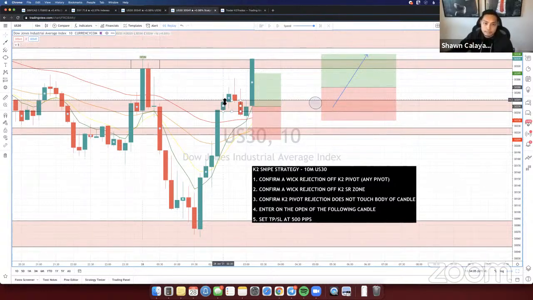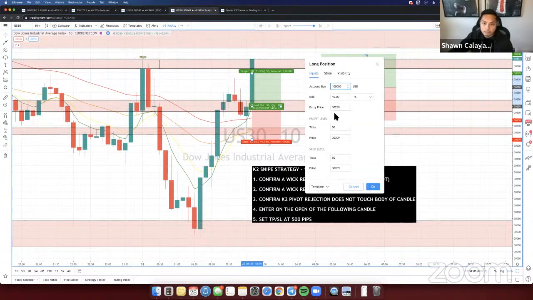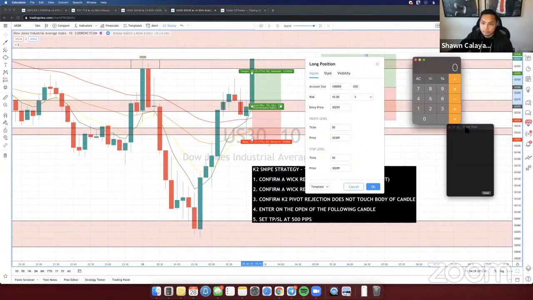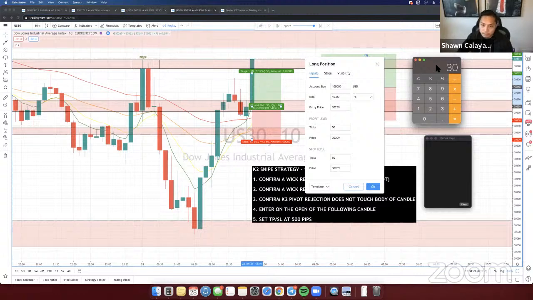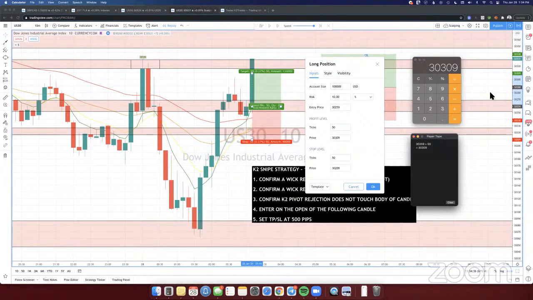So for example, here you see our entry point was 30259. Our profit level, our TP, is just going to be, you're going to add 50 points to that. So for example, right here, I'm going to pull up the calculator. You can see that the entry point right here is 30259, right? So what we're going to do from that is add 50 points to it. And there you go, you're set. You got the TP right there, and you're good. So just add 50 points. I mean, like 50. Yeah, 50.